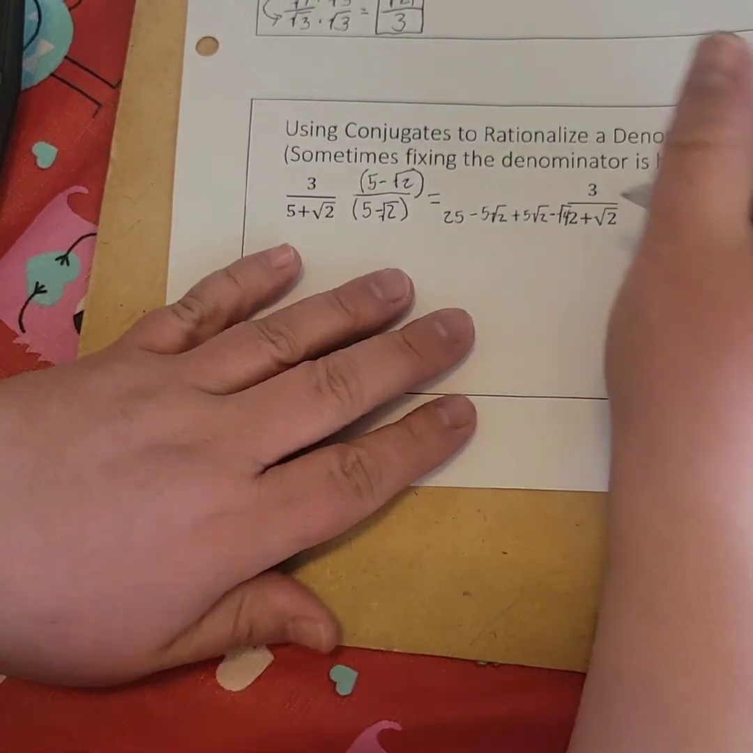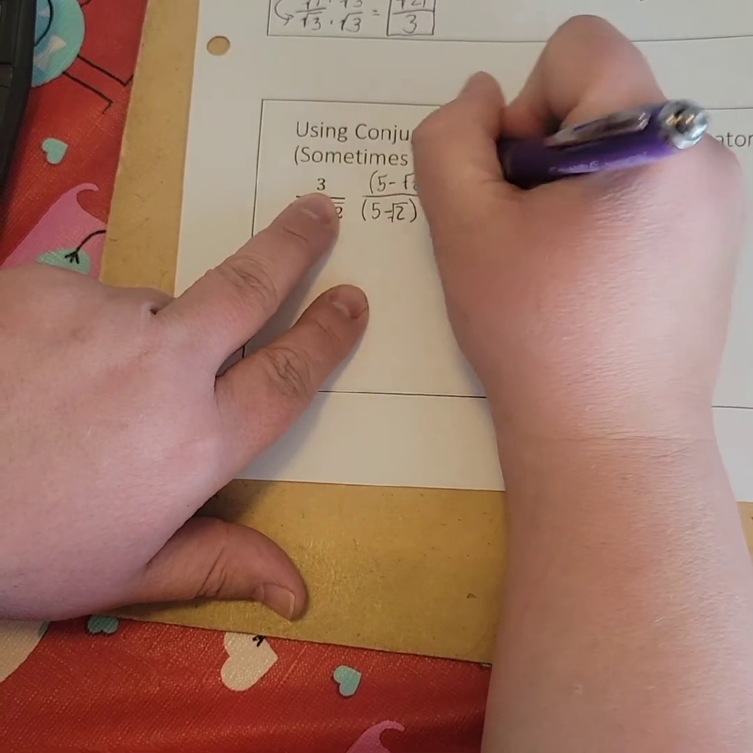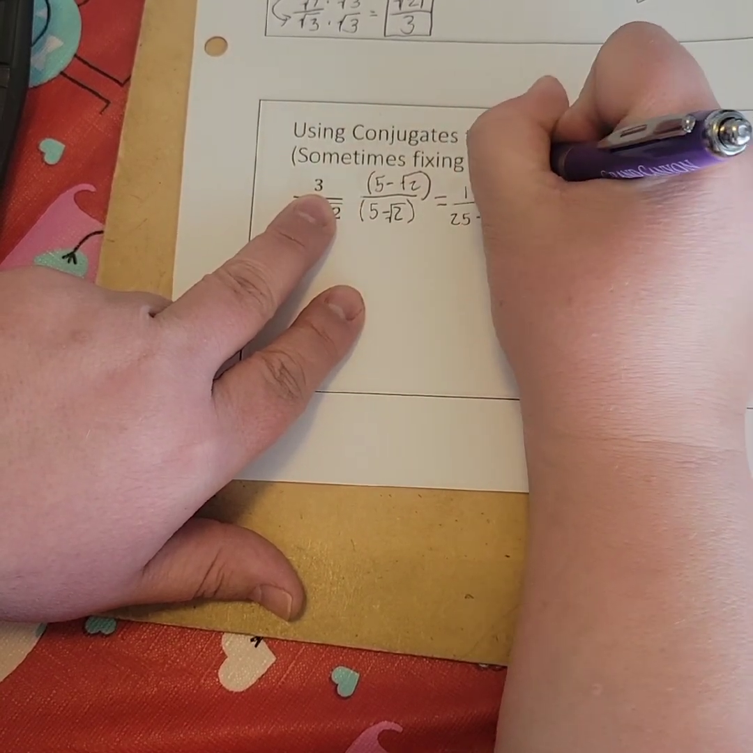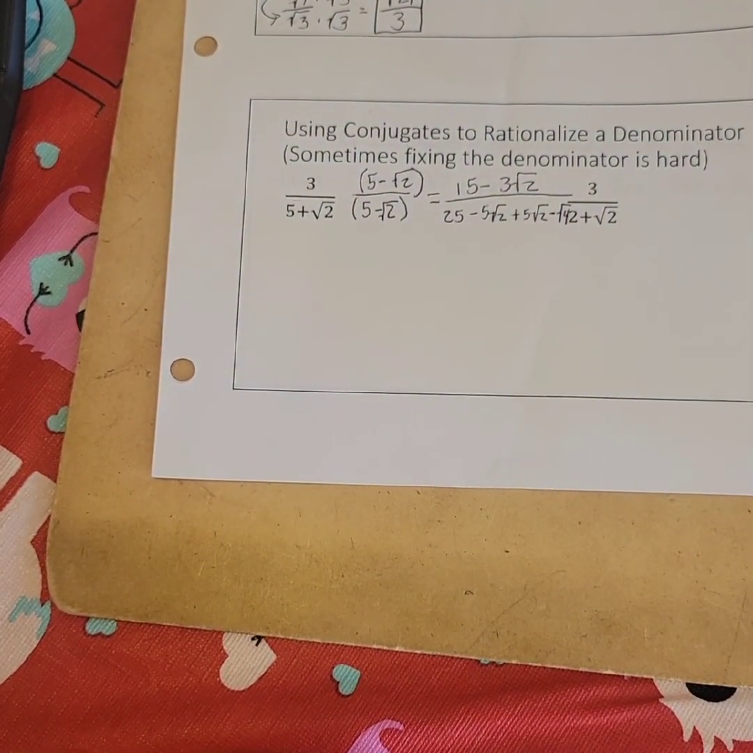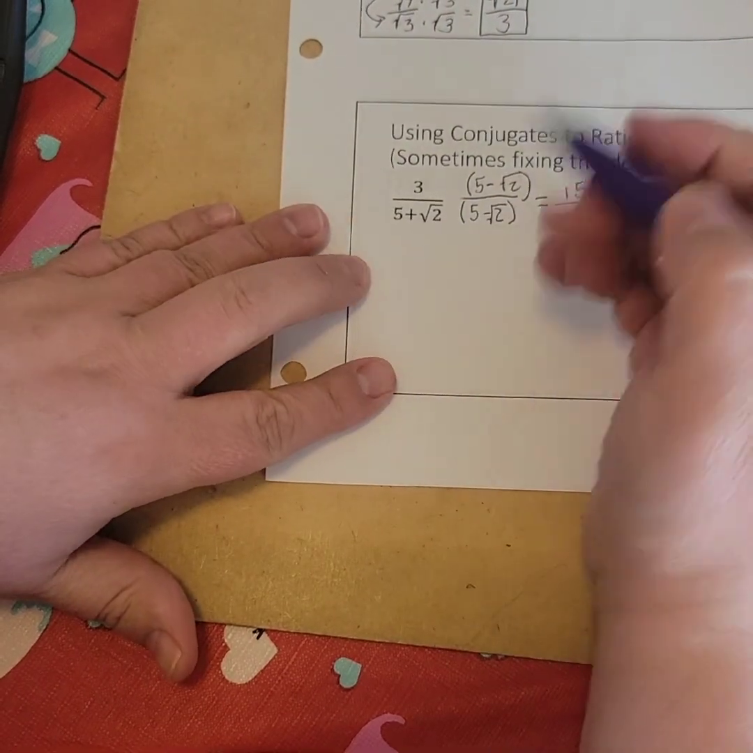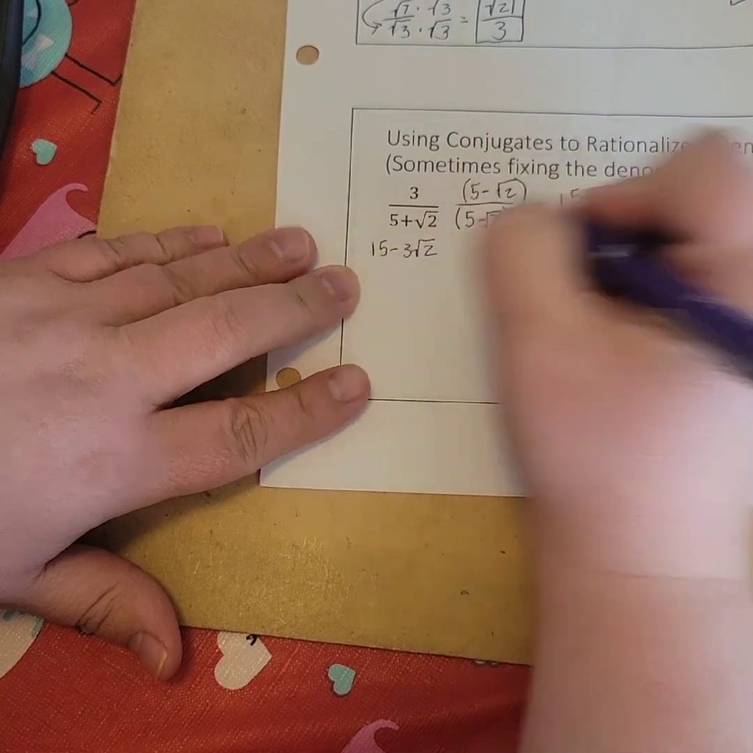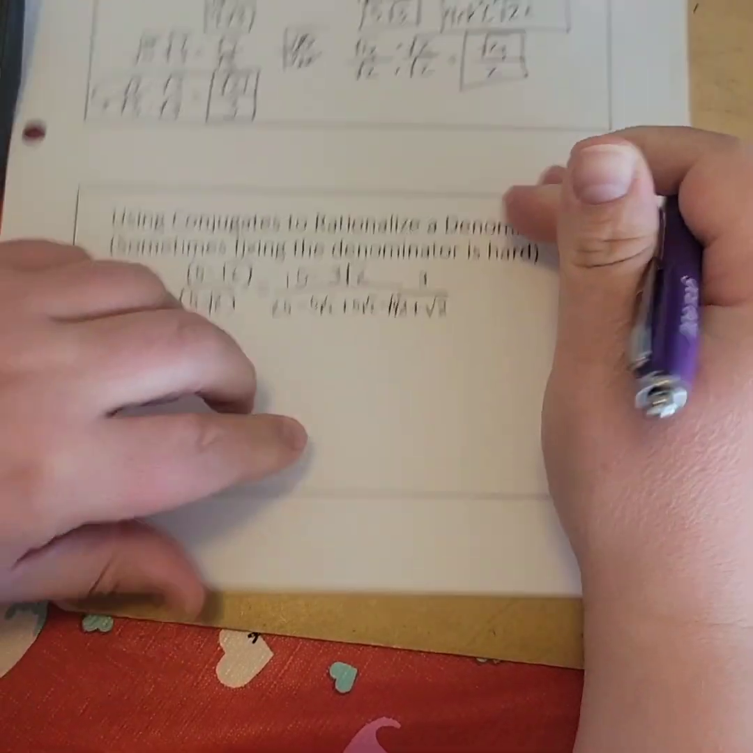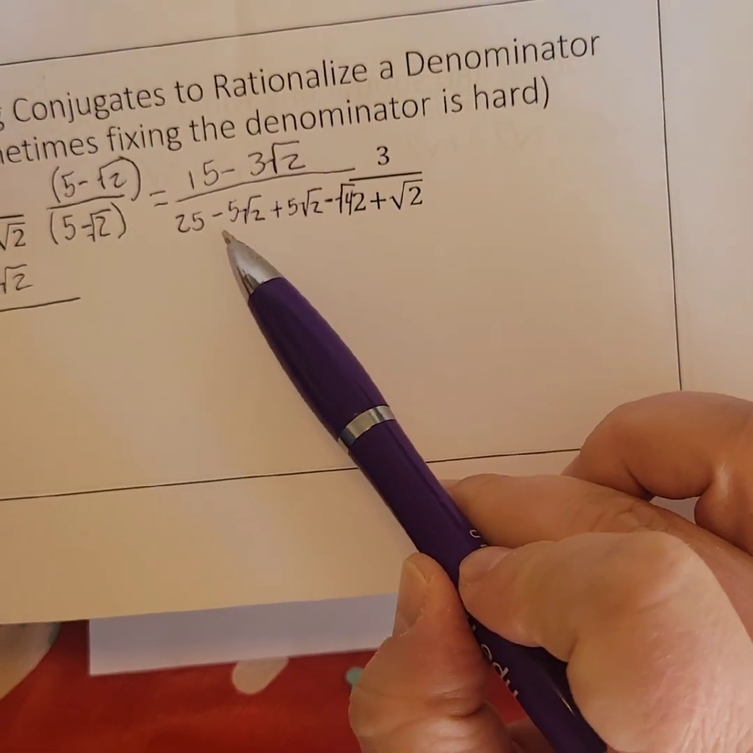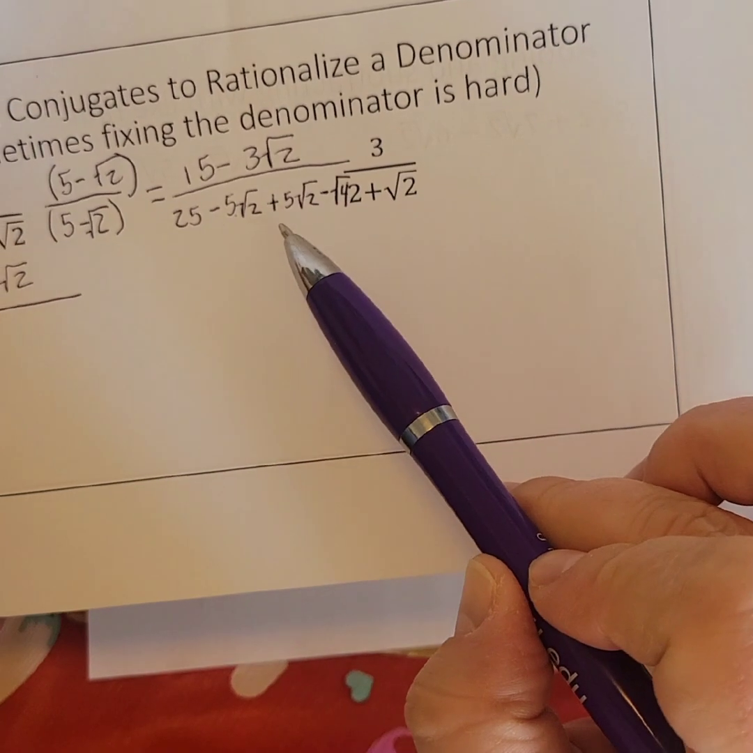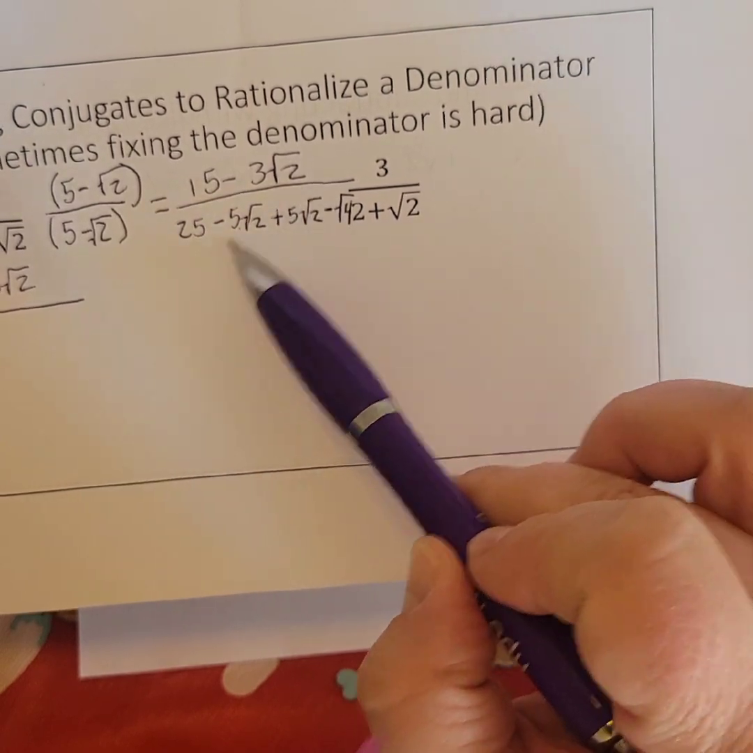So I think, let's see. And then on top, we're going to have 3 times 5 is 15 minus 3 square root 2. Okay, so now I'm going to rewrite this down here. So I have 15 minus 3 square root 2 over, well, if you look here, and let me move this a little bit closer. If you look right here, this is a negative 5 square root 2 and a positive 5 square root 2, so those actually get rid of each other. Okay?